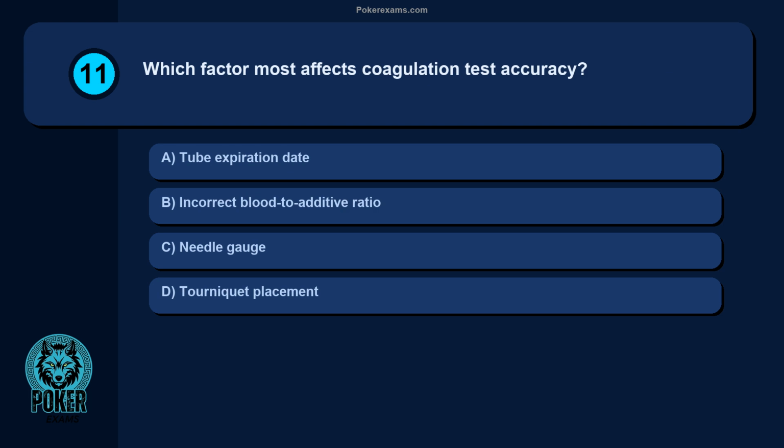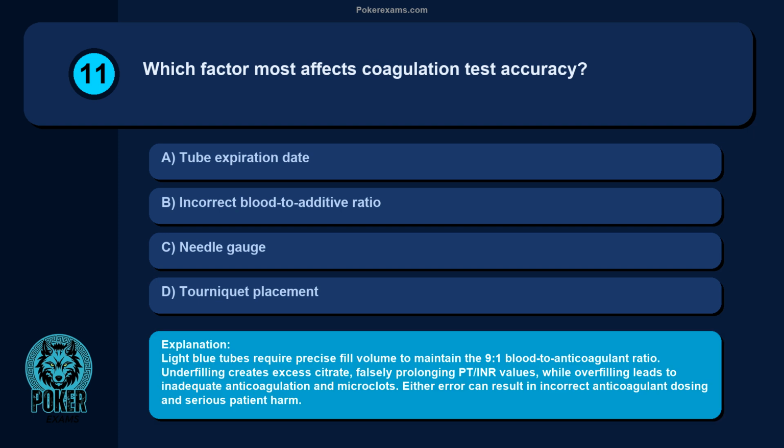Question 11. Which factor most affects coagulation test accuracy? Tube expiration date, incorrect blood to additive ratio, needle gauge, tourniquet placement. Light blue tubes require precise fill volume to maintain the 9:1 blood to anticoagulant ratio. Underfilling creates excess citrate, falsely prolonging PT/INR values, while overfilling leads to inadequate anticoagulation and microclots. Either error can result in incorrect anticoagulant dosing and serious patient harm.